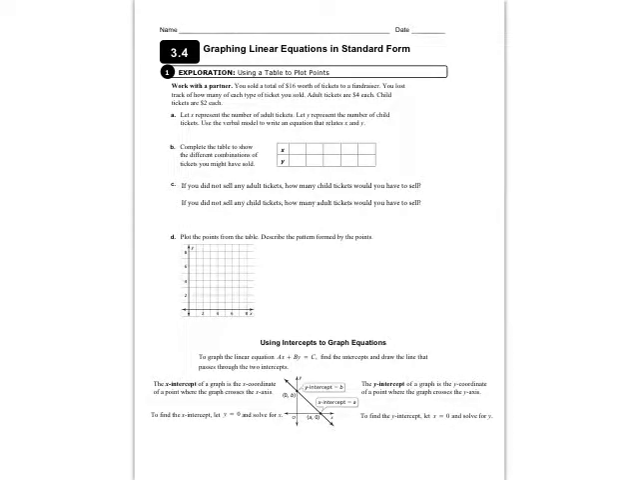Okay, go ahead and start off with the exploration. You're going to do parts A through D. So go ahead and pause the video, do parts A through D, and then you can pick it up when you're ready for me to go through it.